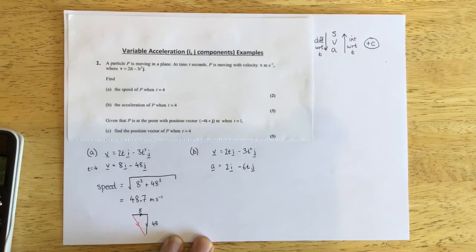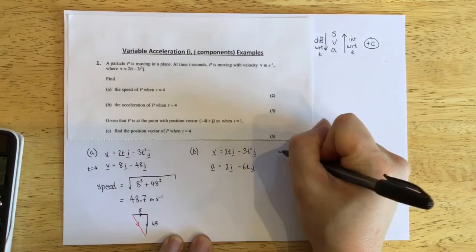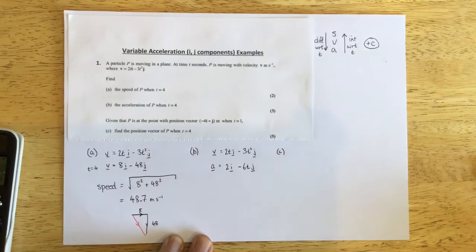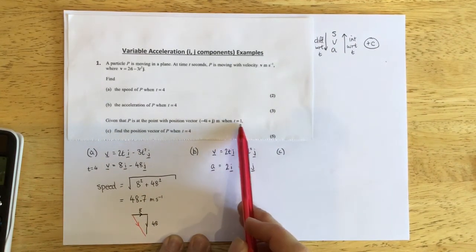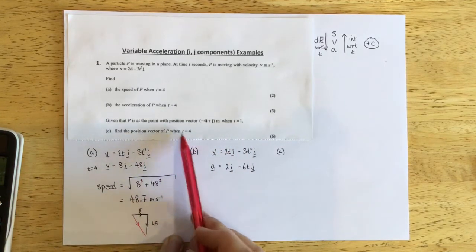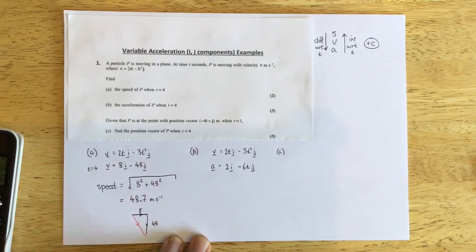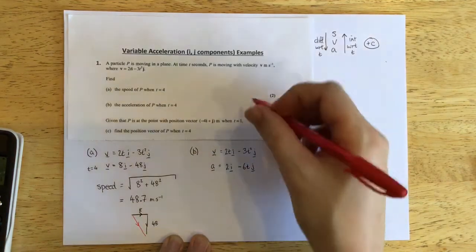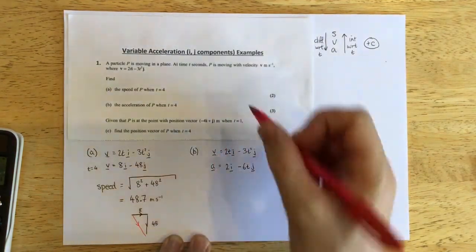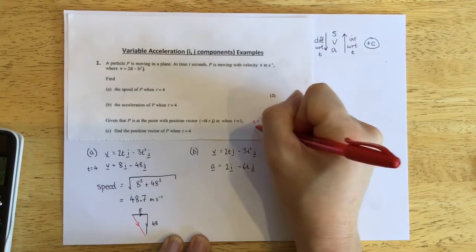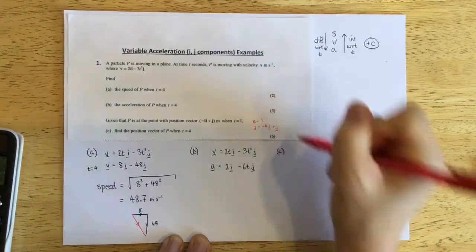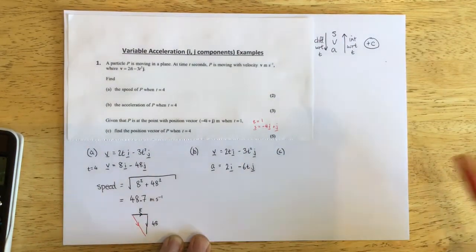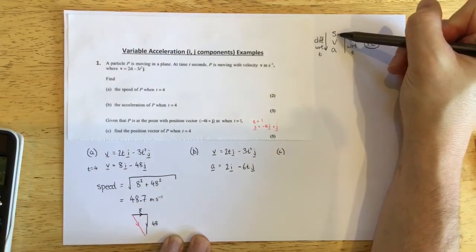Final part here, part C. Given that P is at the point with position vector minus 4i plus j when t is 1, find the position vector of P when t equals 4. Now, what we're saying here is that when t is 1, the displacement is minus 4i plus j. So let's use that boundary condition to help us find an equation for displacement.